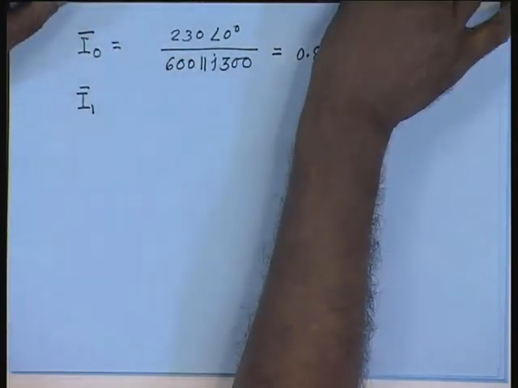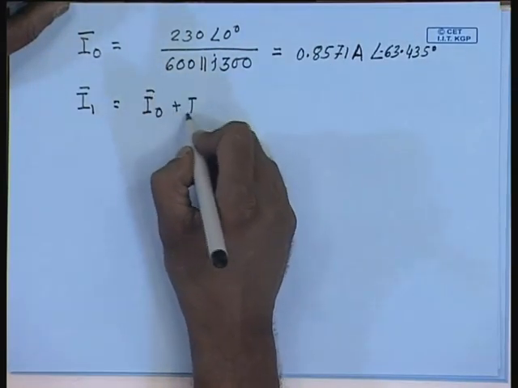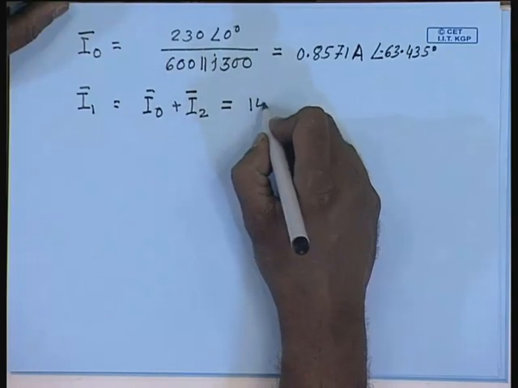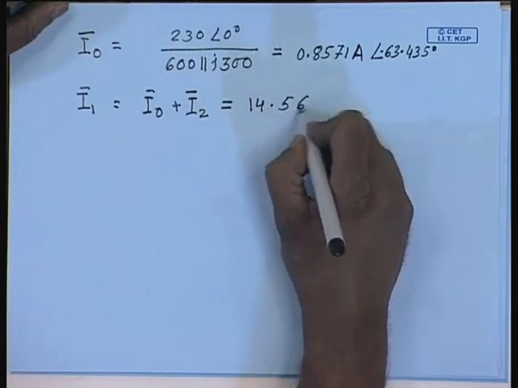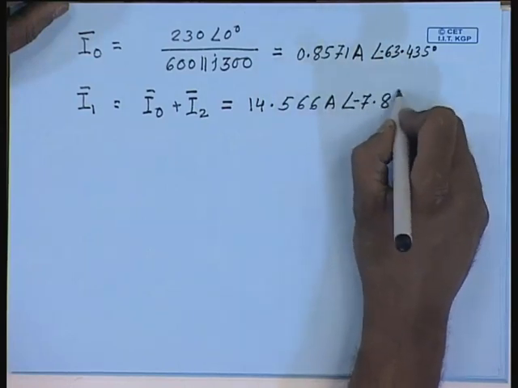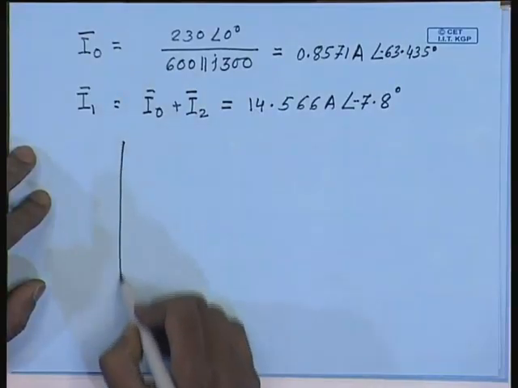The input current I1 is the phasor sum of I0 plus I2 dash, and after computation its value comes to 14.566 ampere at an angle of minus 7.8 degrees. So, the amount of simplification in computation is very apparent. Let us compare the accuracy. We can do this by drawing this table.